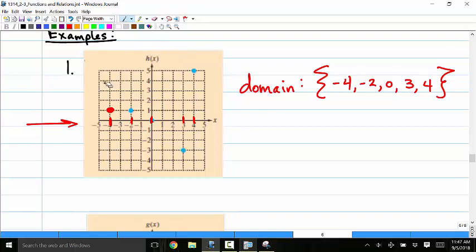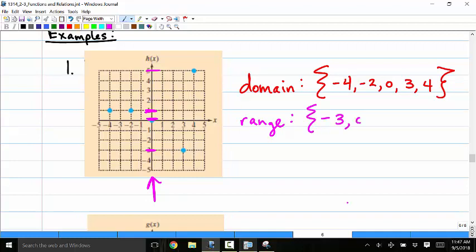Okay, for the range, I'm going to ask the same questions, but it's with respect to the y-axis, to this axis. If I were to put a flashlight out here, and shine it this way, what values on the y-axis would get shadows on it? Well, it would be -3, 0, 1, and 5. So my range are the y values -3, 0, 1, and 5. That's how you do it if you're given a bunch of points.